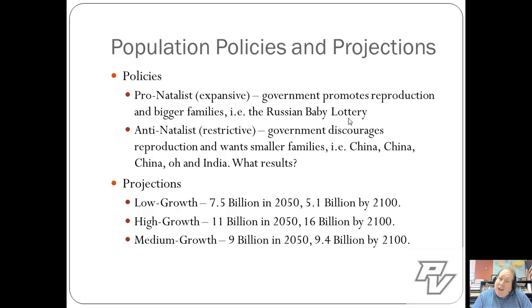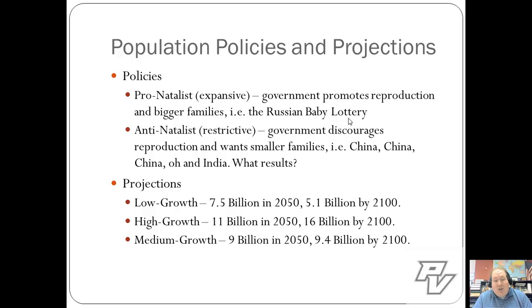Then you have antinatalist policies. Antinatalist policies are much more restrictive. The government is discouraging reproduction and wants you to have smaller families. For example, China and the one-child policy. We've already talked about the results of the one-child policy in China. They're going to have some significant demographic problems in the next generation. So, bear in mind that not every antinatalist policy turns out well.